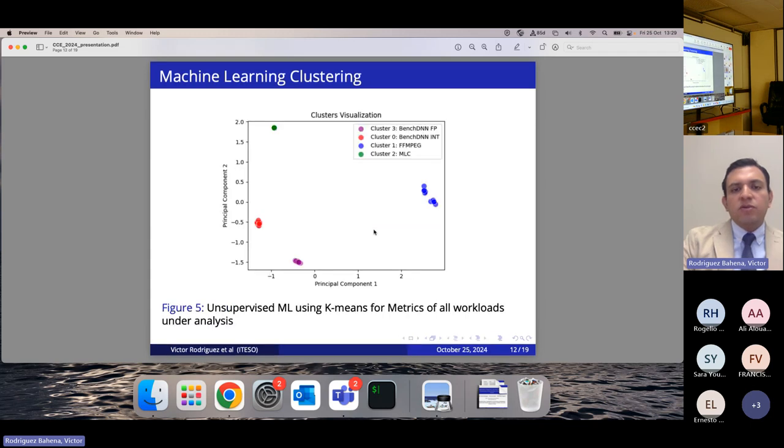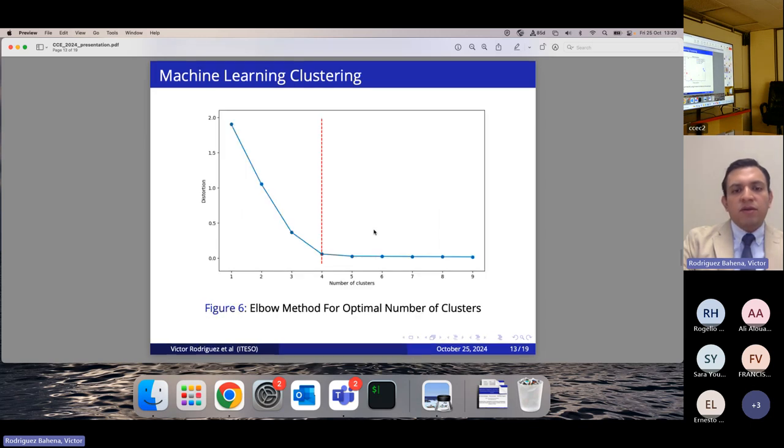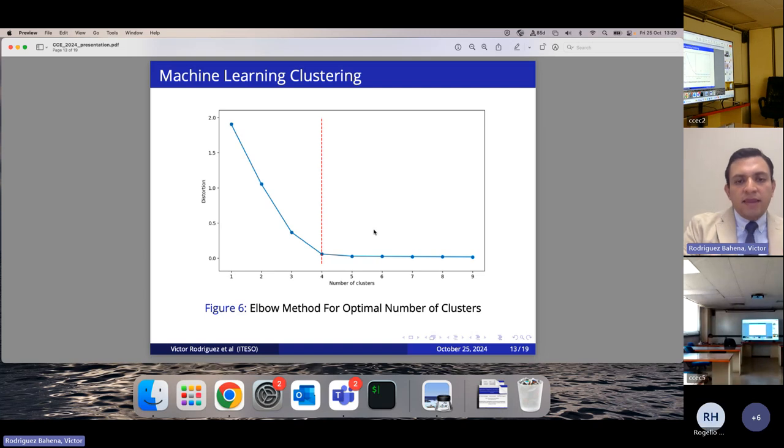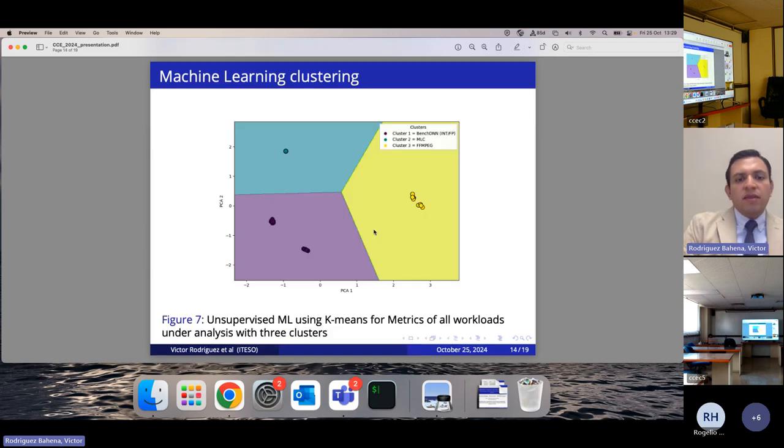Now, this was without using anything very complicated. It was just k-means and unsupervised machine learning. The elbow method for the optimal number of clusters said, hey, I think you could be using four. I can see four well-differentiated clusters. Now, when we set k-means to separate into three, we can see that it separates very well between the FFmpeg, the MLC, and also between the well-defined machine learning, whether it's integer or floating point.